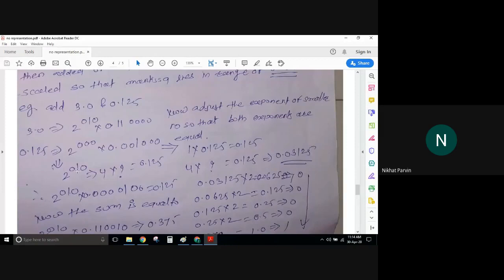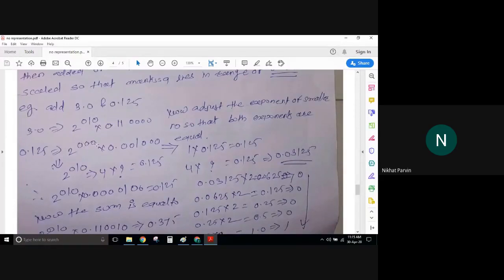I want 2 power 010 to equal this, meaning 2 power 2, which is nothing but 4. So 2 power 0 times this is giving me 0.125. What should my answer be? It should always be 0.125 only. But I repeat again, I have these two numbers to be added, and the exponents of these two numbers are not the same. I have to make them the same. The smaller number's exponent should equal the higher number's.